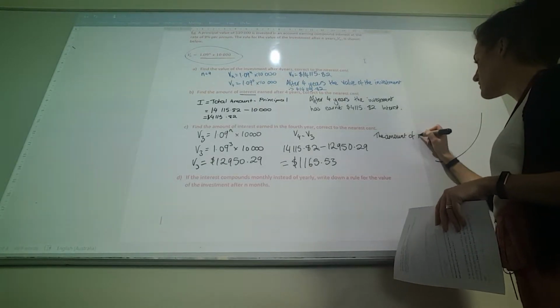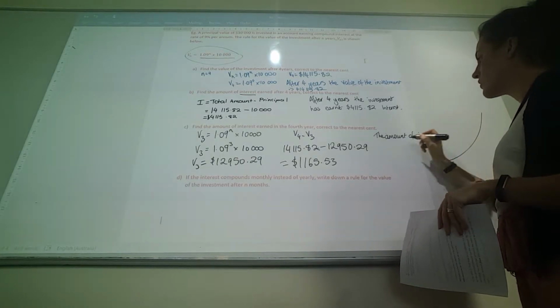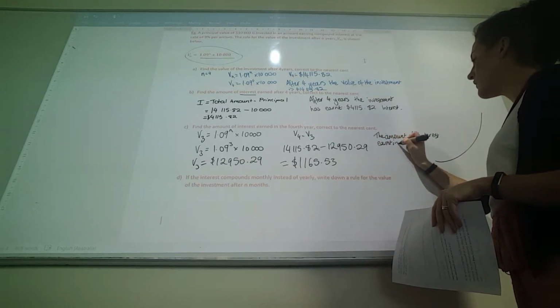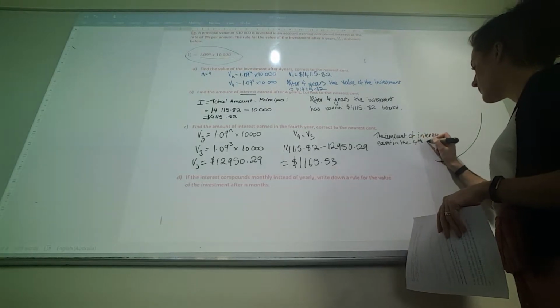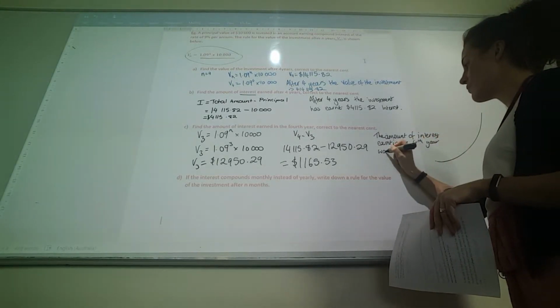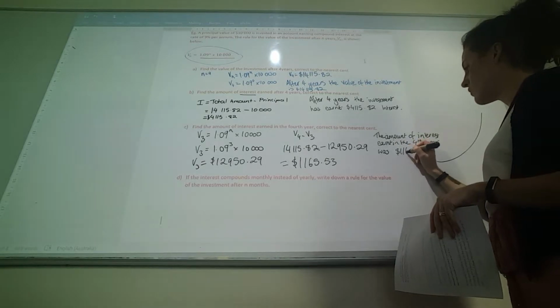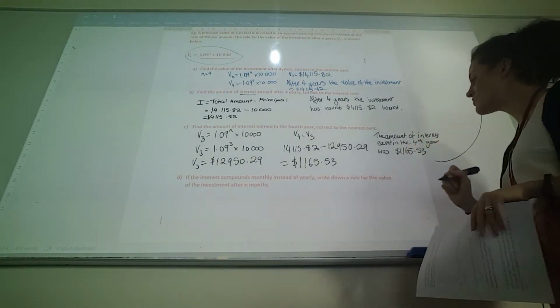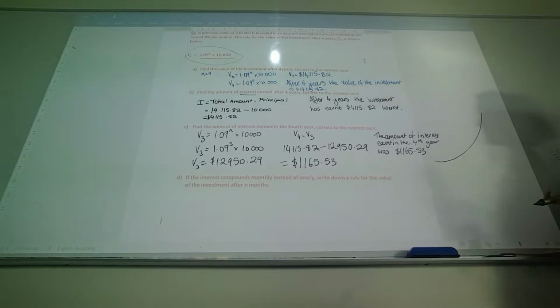The amount of interest earned in the 4th year was $1,165.53. Should you always write a sentence after? Yeah, just explaining your answer.